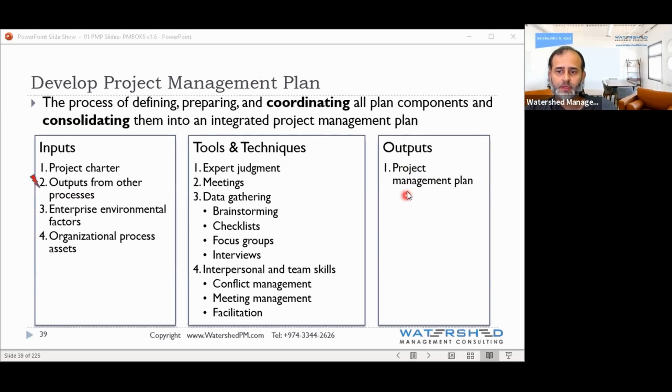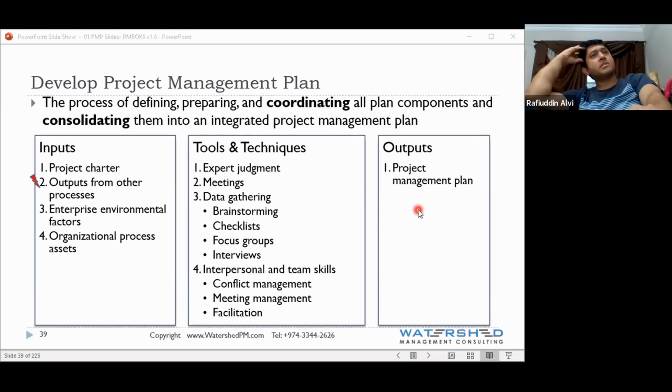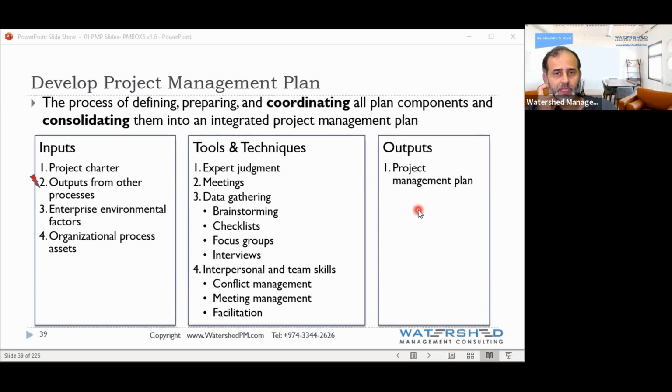Right? Now, what do you think is the input to the integration planning process? What do you think is the input? Output from other processes. Fine. What does it mean? I don't know what it means.